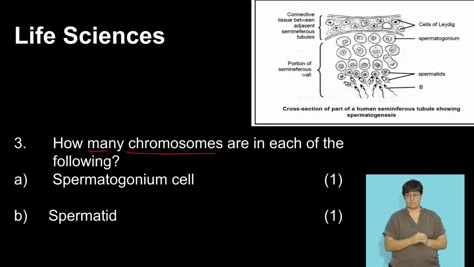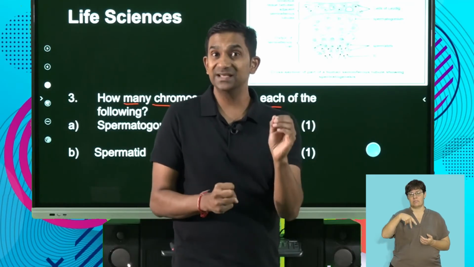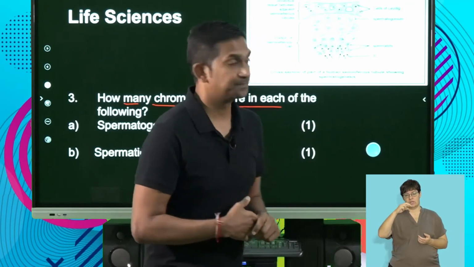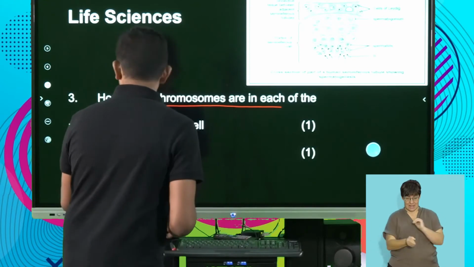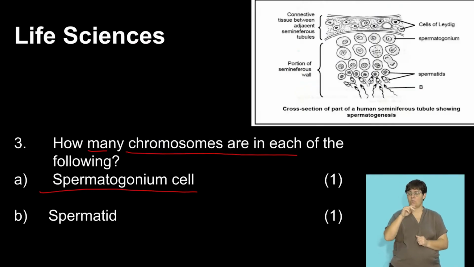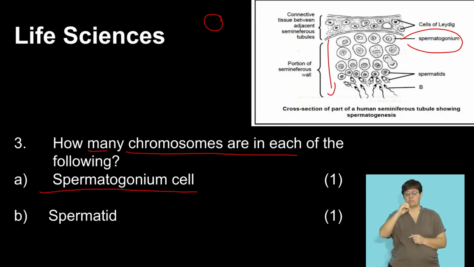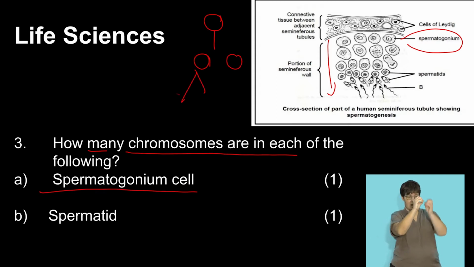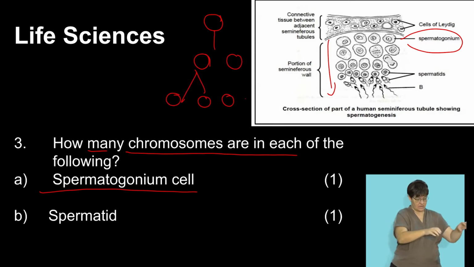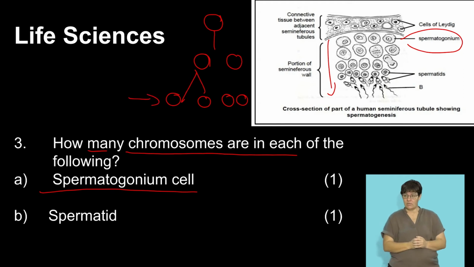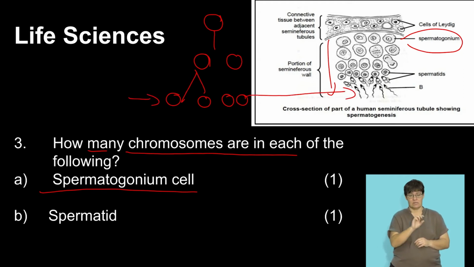Right, so more questions on this. How many chromosomes are in each of the following? So guys, this takes us back to the process of spermatogenesis as well as linking that to meiosis. So if we look at the spermatogonium cell, and that's illustrated here, we know that during the process of spermatogenesis, a single cell undergoes a series of divisions to form 4 cells. And these 4 cells are your spermatids or your sperm cells.